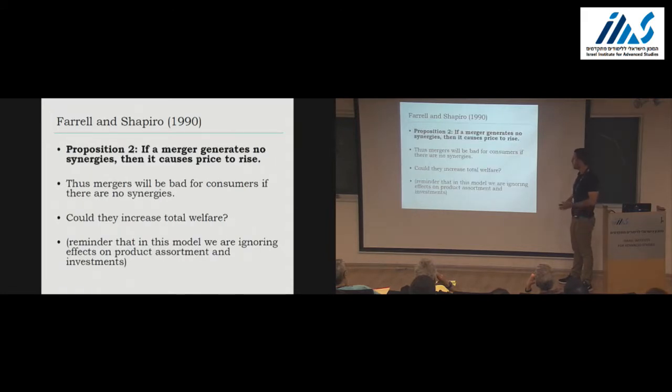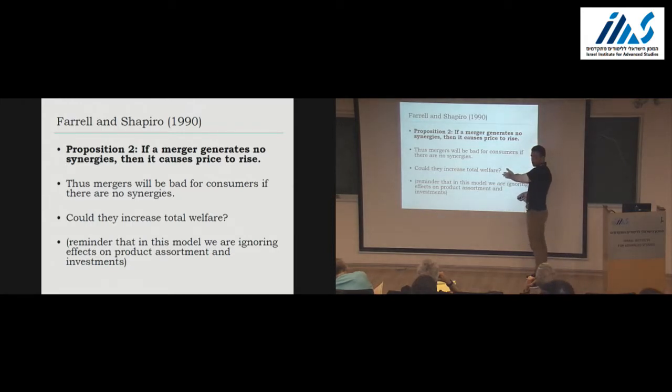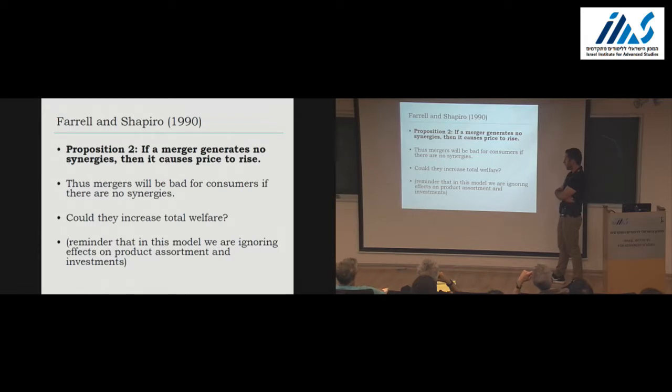So their first result, which is I think intuitive, is that if a merger generates no synergies, then it causes prices to rise. So mergers will be bad for consumers if there are no synergies, because in this model, consumers only care about prices. It's homogeneous goods. But even there, we don't know, could they increase total welfare? Because the firms might be better off. And again, in this model, very simple, homogeneous goods, Cournot, we're ignoring product assortment, investment.